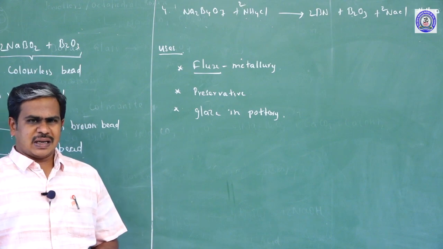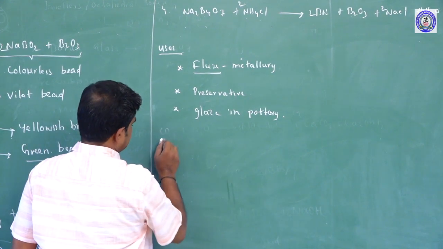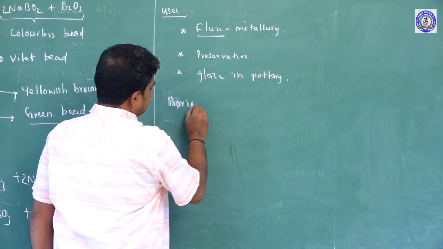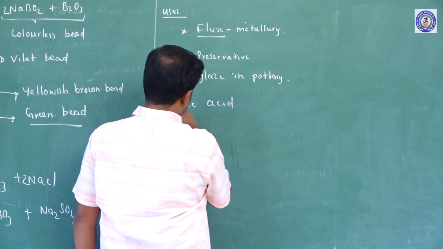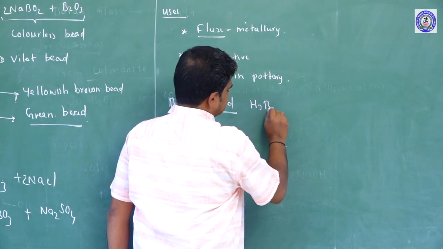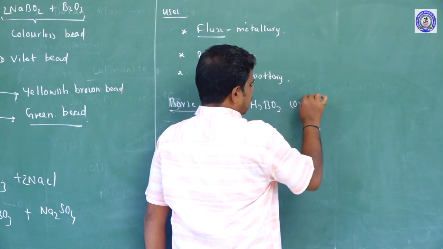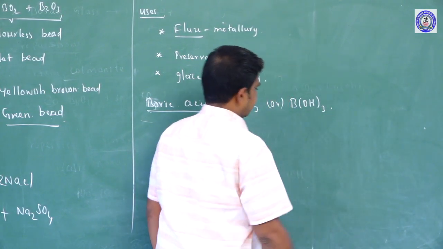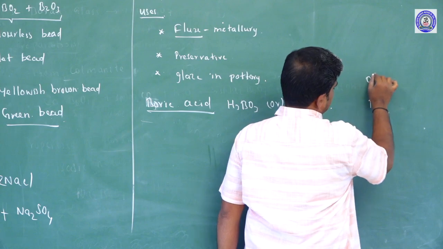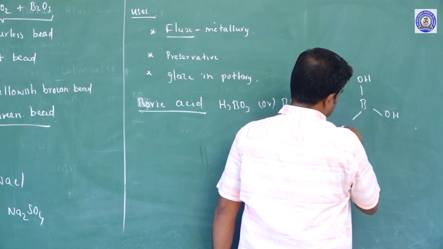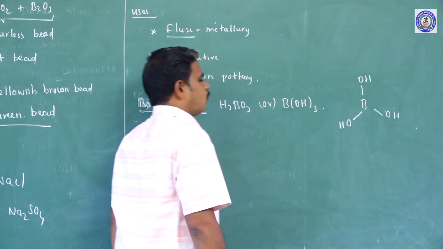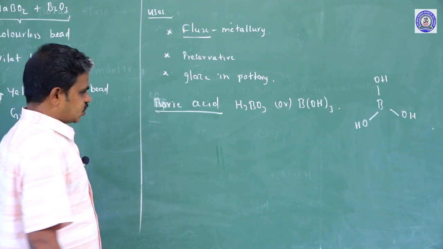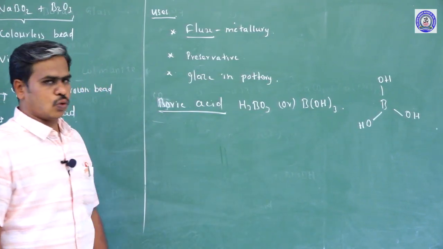Okay. Now, we may take the next compound, that is boric acid, H3BO3. Boric acid has the formula H3BO3, or it is written as B(OH)3, that has boron and OH, OH, and OH. It is boric acid or orthoboric acid. And orthoboric acid is H3BO3 or B(OH)3.